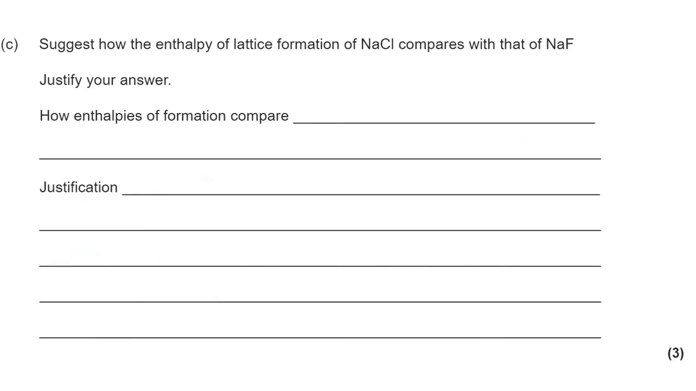Moving on to part C, and we want to know how the enthalpy, the lattice formation enthalpy I should say, of NaCl compares with that of NaF, and reasons must be given. Now it makes sense to start with the reasons sometimes and think about what is the difference between NaCl and NaF. And the first thing that I hope stands out is that a Cl- ion is bigger than an F- ion. That's the only significant change.